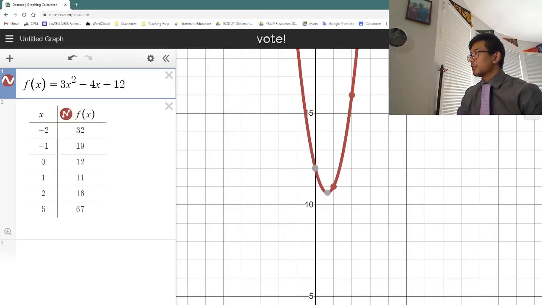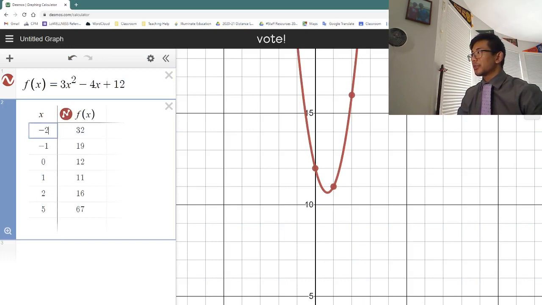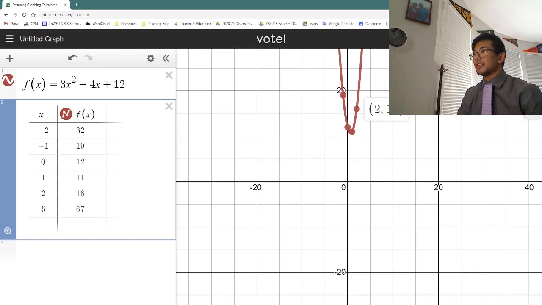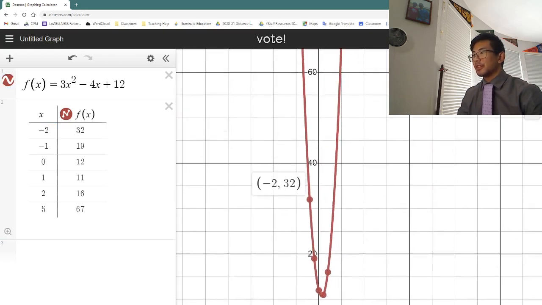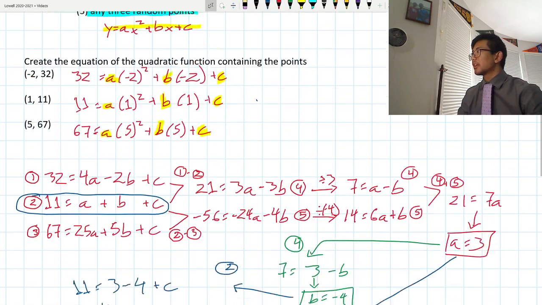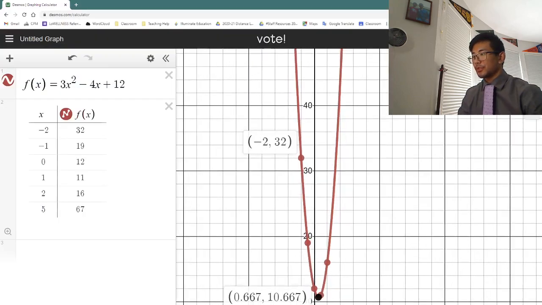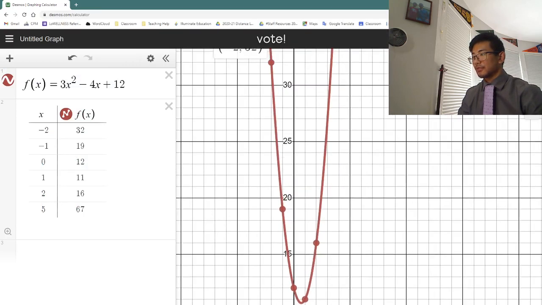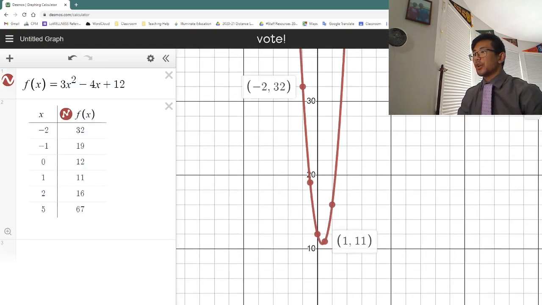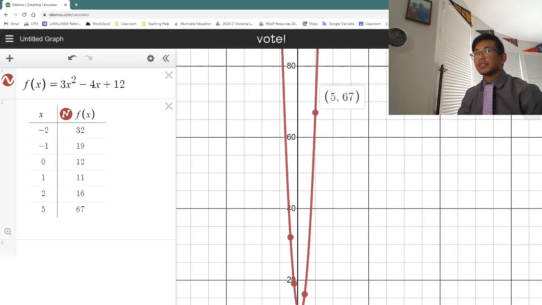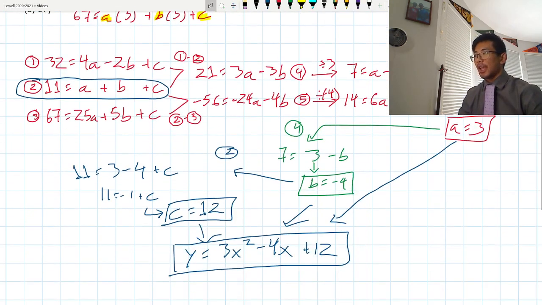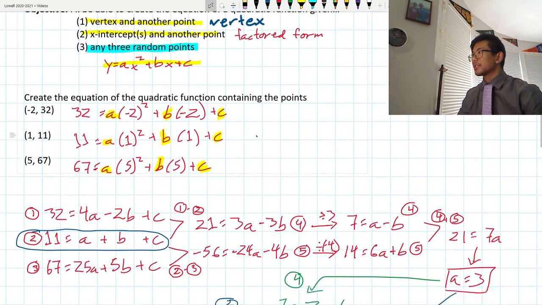And look here, the 3 points that we looked at were negative 2, 32, which is right here. And we can see way up here, negative 2, 32. The other point, 1, 11, which would be right here. Let me zoom in a little bit closer, not that one. This, not that one, right there. And 5, 67, which would be way, way, way up here. Okay, so that is how you can take some quadratic with 3 random points and find its equation.